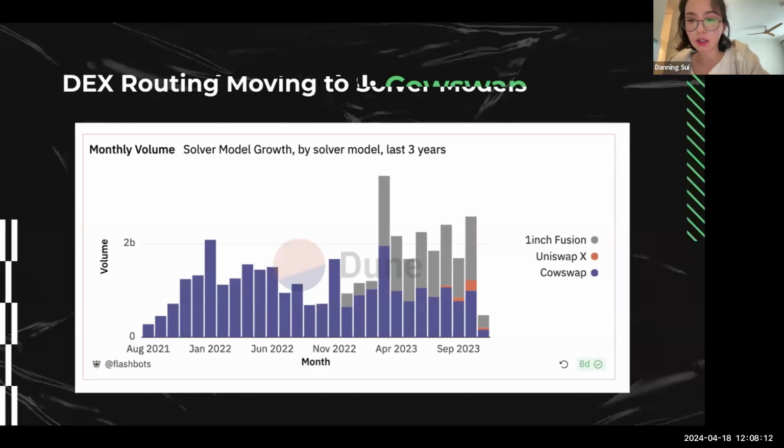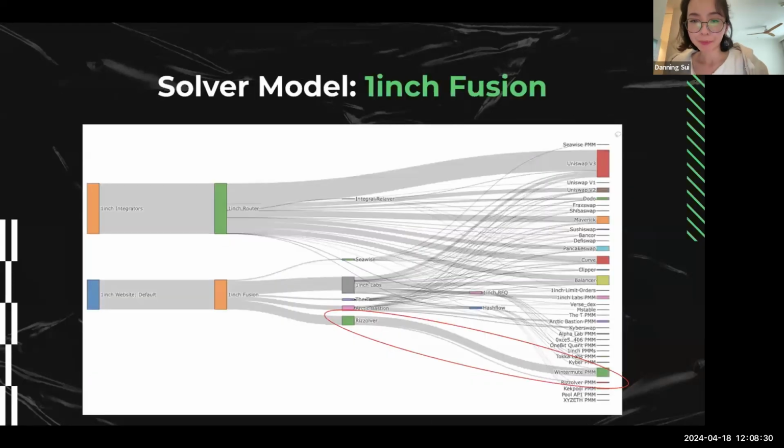You also observe the direct disintermediated integration here, where PLM's volume almost all goes to SCP. That's just their name as a solver within the CowSwap system. They're basically the same person. So a market maker can be a solver directly as well.